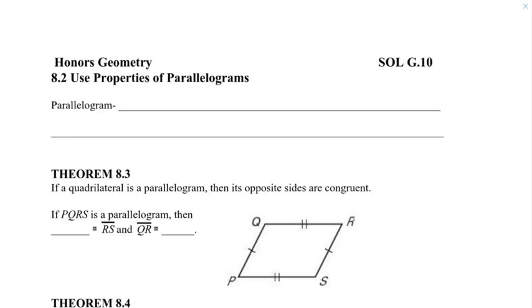In this lesson, we're going to take a look at parallelograms and different properties of parallelograms that we may not have encountered or looked at in the past. So let's first of all define what a parallelogram is. A parallelogram is a quadrilateral. So we know it has four sides that has two pairs of opposite parallel sides.